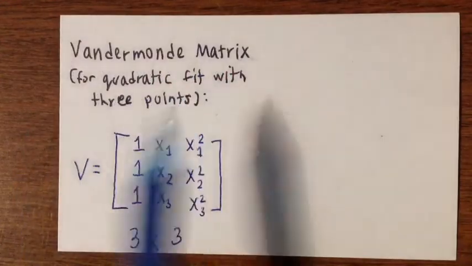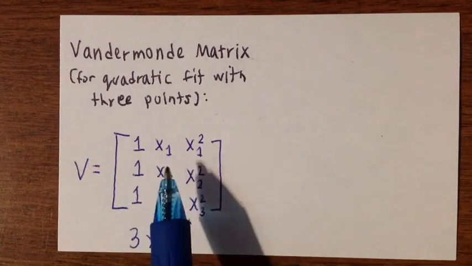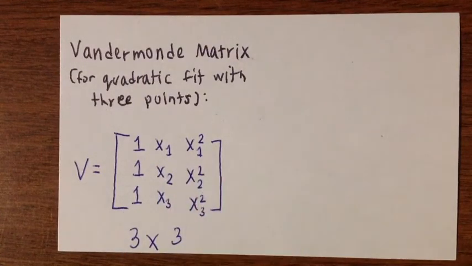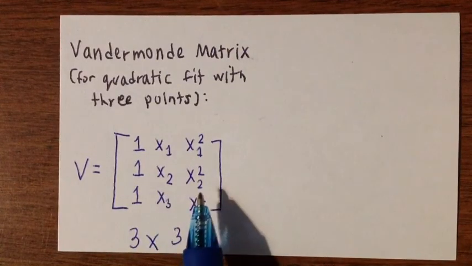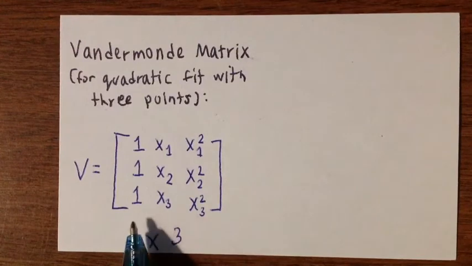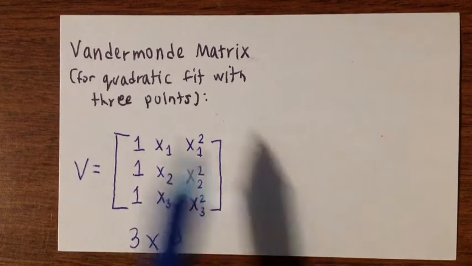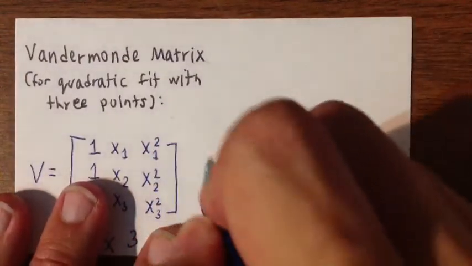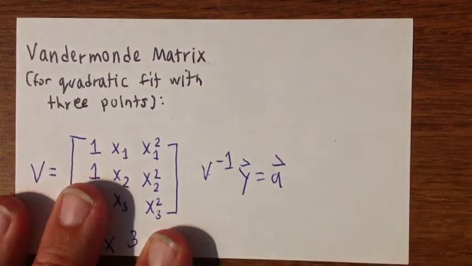The Vandermonde matrix V is going to be of size 3 rows by 3 columns. Each row is going to have 3 elements. The first one's going to be 1, x1, x1 squared. The middle row is going to have 1, x2, x2 squared. And the last row is going to be 1, x3, x3 squared. You're going to be taking the inverse of this and multiplying by the y vector to get your final answer.